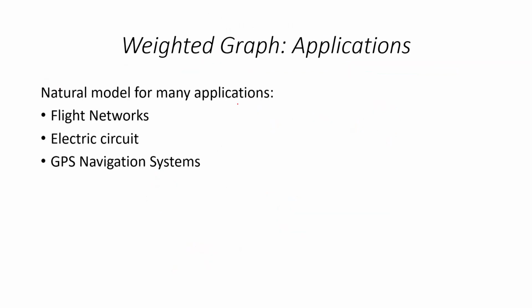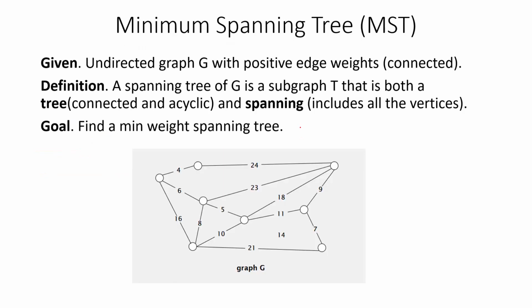In real life, weighted graphs can be used to represent many things, for example, flight networks, electric circuits, and GPS navigation systems. In all of them, the weighted graph can be used to represent the data. So next, what is the minimum spanning tree?